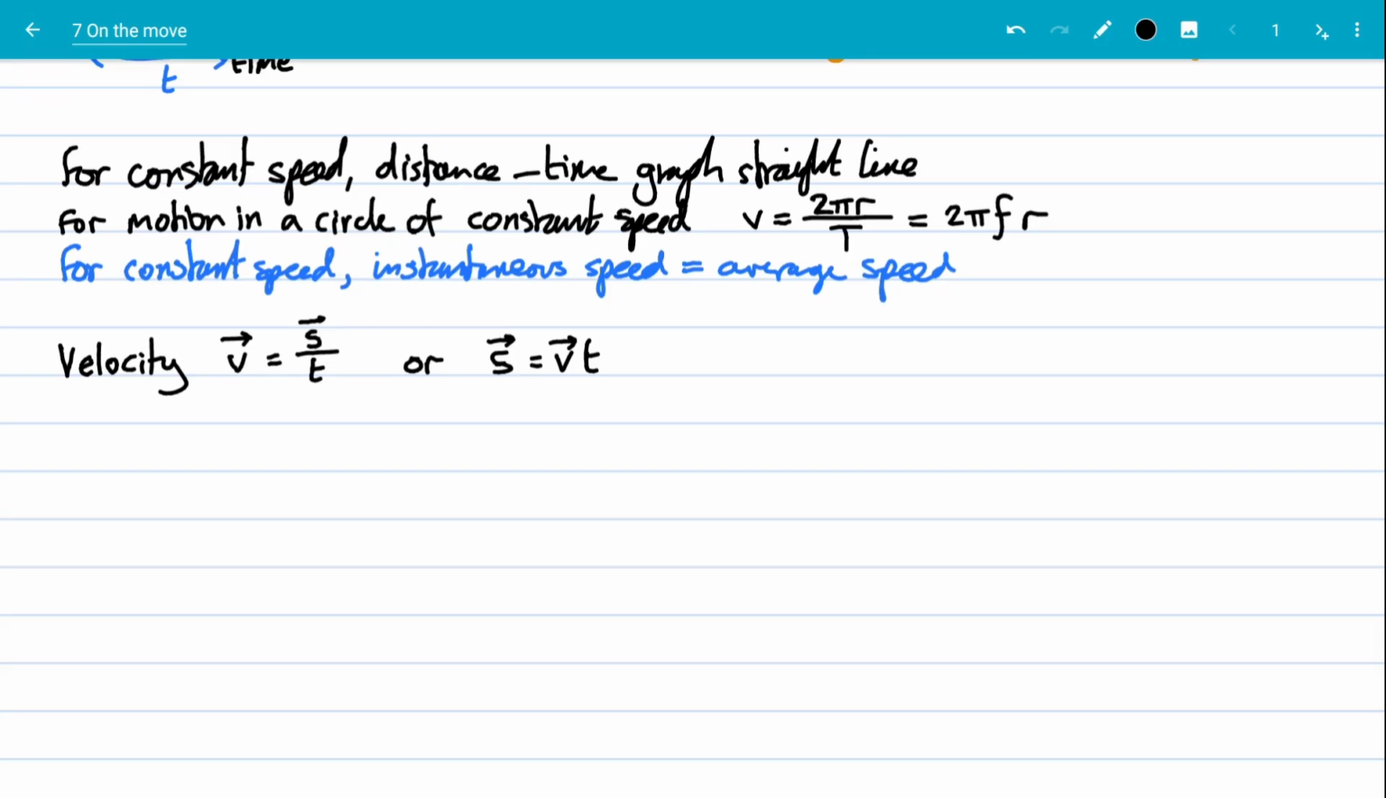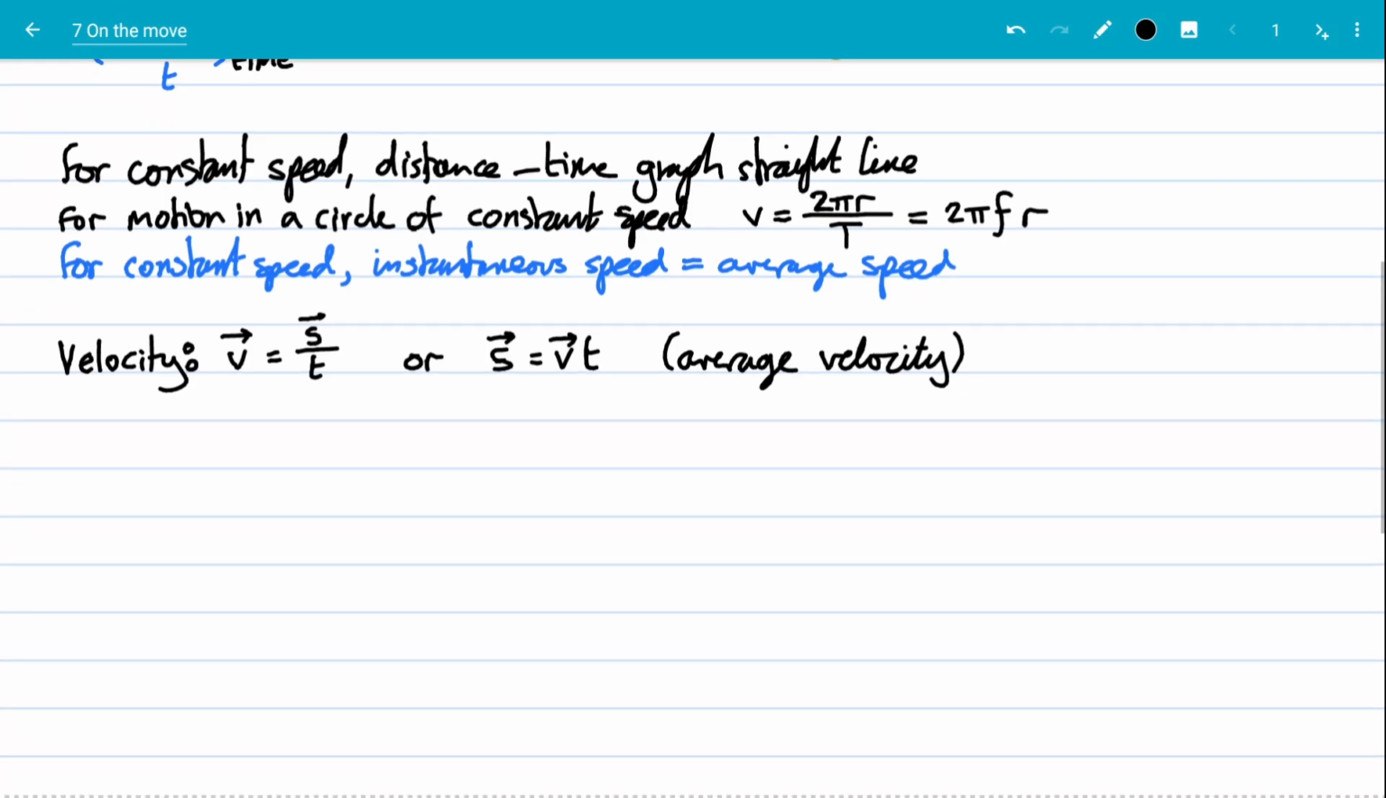Now that is the average velocity, not the instantaneous velocity. So what is this average velocity? Well, it's the rate of change, but what is it? It's just the change in displacement divided by the duration.